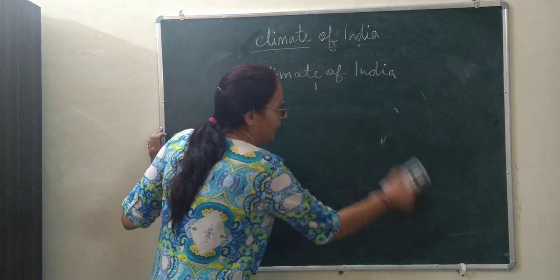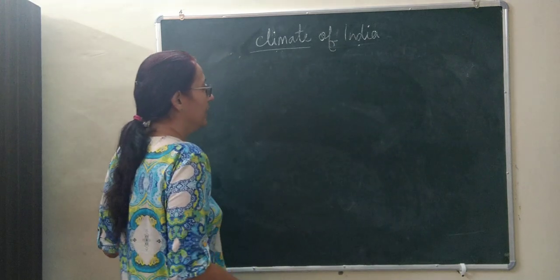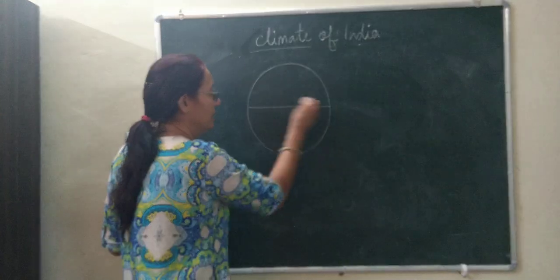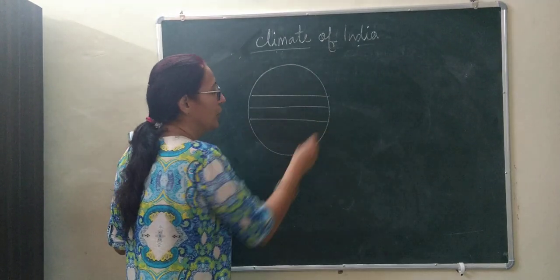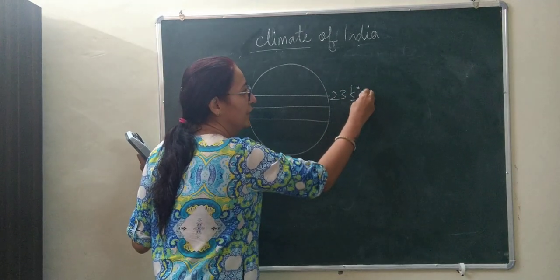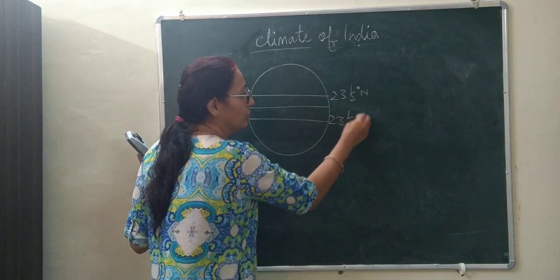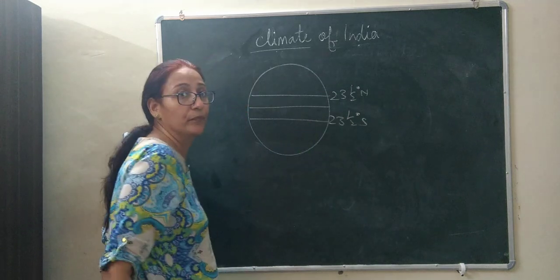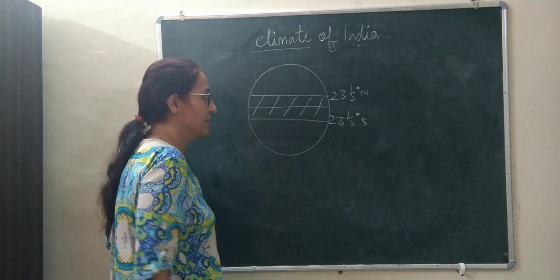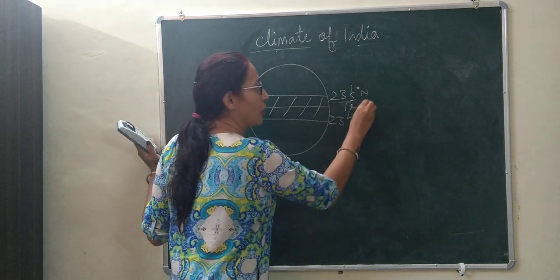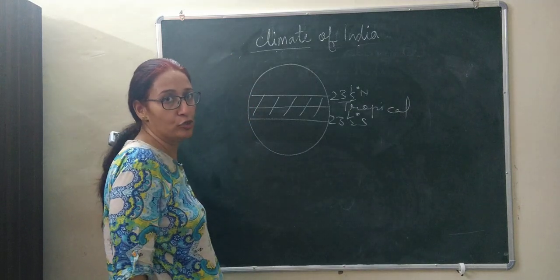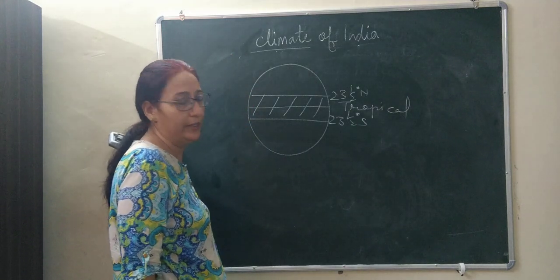Now, if we see, there are three major heat zones. You have done this in previous classes also. Tropic of Cancer, that is 23.5 degrees north, to 23.5 degrees south, this is Tropic of Capricorn. This is called the tropical zone, or it is also called the torrid zone, which is very hot and humid.